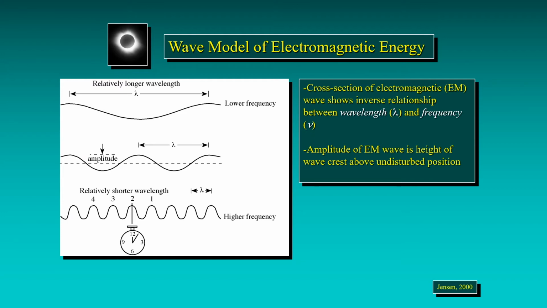And on the bottom diagram here, we have a set location where we have a clock, and also note that we have successive wave crests denoted sequentially 1 through 4. If we have an observer at the position where the clock is, and that observer records the number of wave crests that pass by in a second, that's going to be our frequency. That's measured in cycles per second, or in units of hertz.